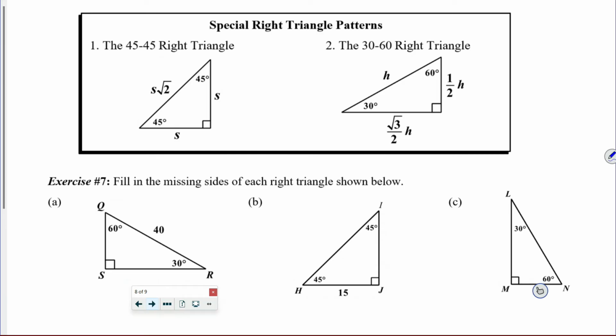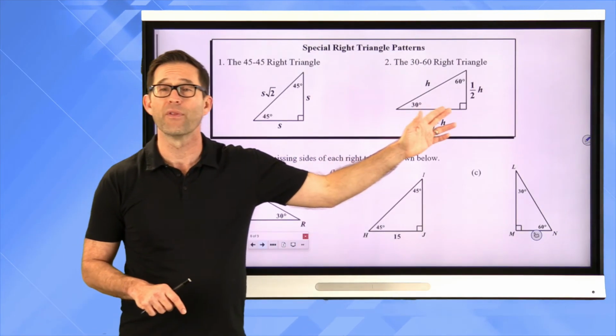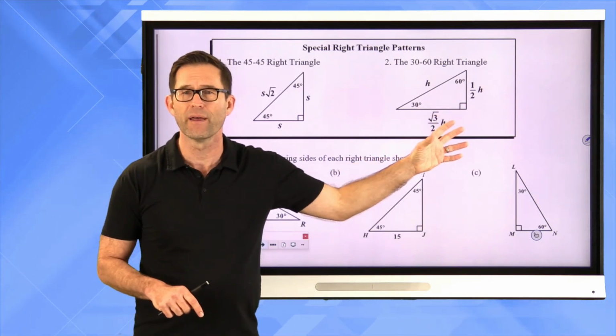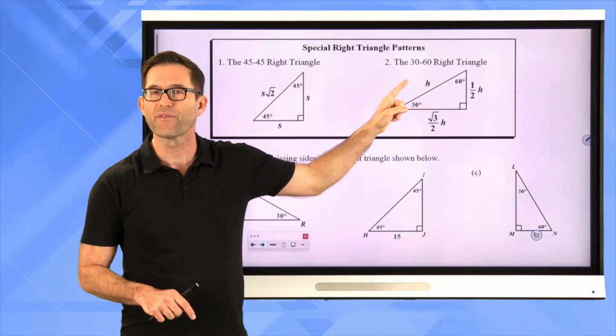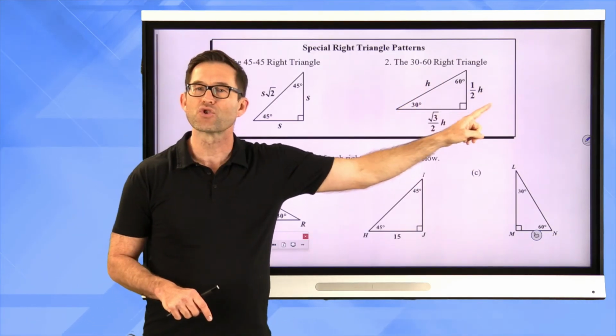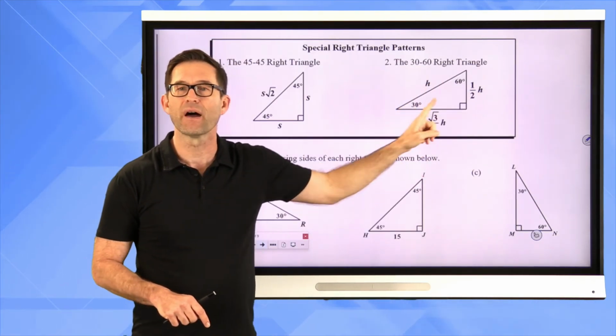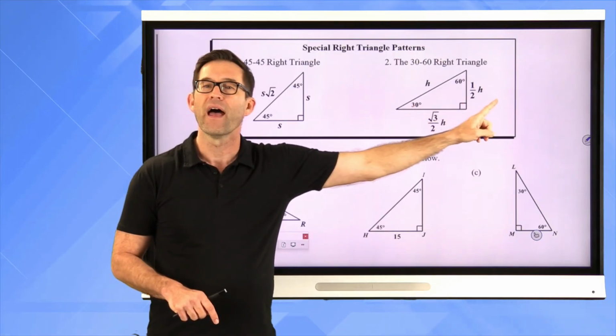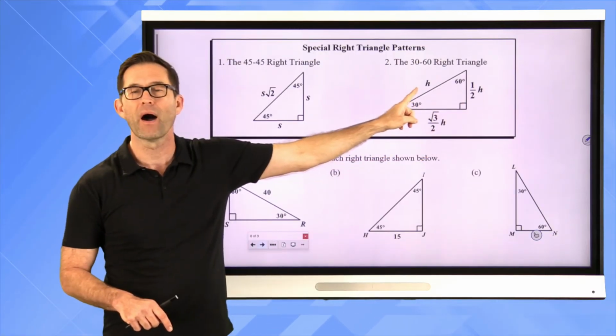Let's pop out for a second, though, and talk about the more complicated one, the 30-60 right triangle. All right. Now, in this right triangle, we've got that hypotenuse, let me call it H. We've got the shorter of the 2 sides, which is the side across from the 30-degree angle, and that is simply 1/2 of the hypotenuse.